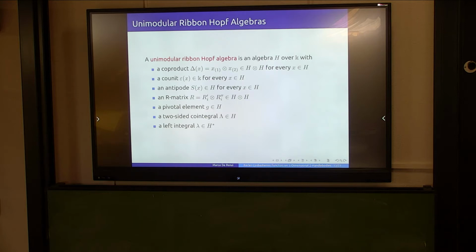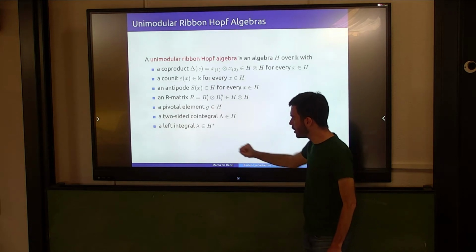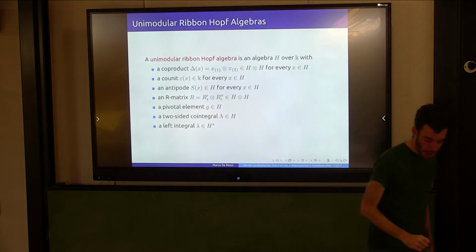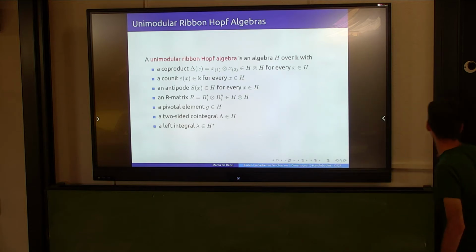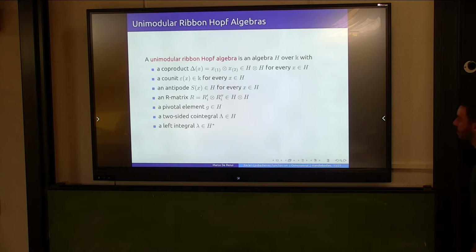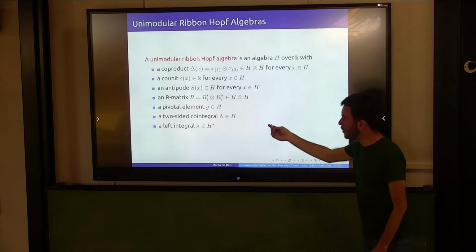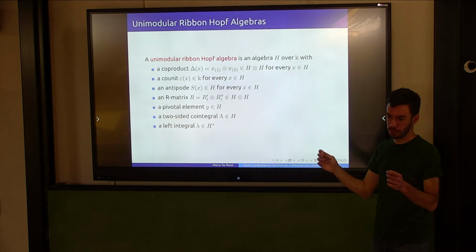A ribbon Hopf algebra is unimodular if it also comes with a so-called two-sided cointegral, which is an element in H, and the left integral, which is a linear form on H. So this pivotal element, what is it? So I will tell you a little bit what these things do from a representation theoretic perspective. So the pivotal element, by definition, is a group-like element which implements the square of the antipode by conjugation.